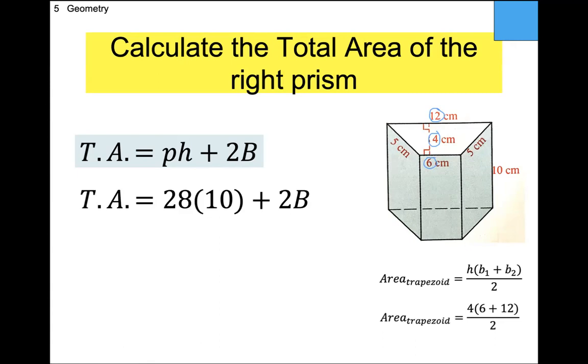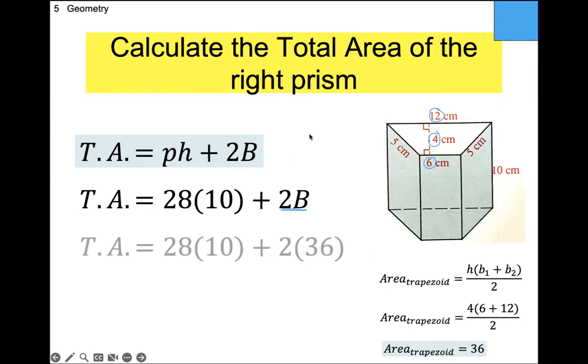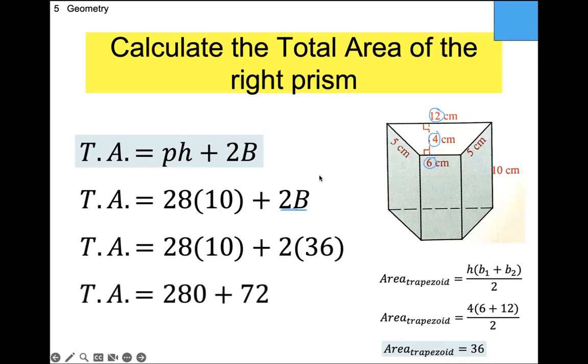Okay, 6 plus 12 is 18. Half of 18 is 9, and 9 times 4 is 36. So my area of one of the bases is 36, but look at the formula. The formula doesn't say 1b, it says 2b. So I need to do 2 times 36, in other words, 72. 28 times 10 is 280, so it's 280 plus 72, which is 352.